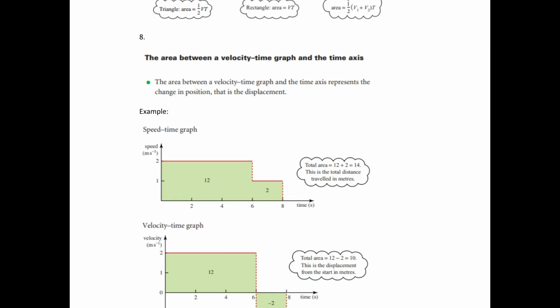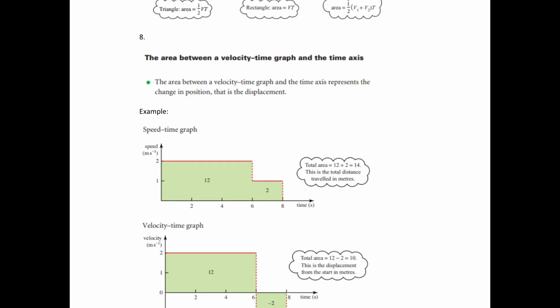Okay, so here, number 8, the area between a velocity time graph and the time axis, the horizontal axis, represents the change in position. That is the displacement. Change in position is the displacement. Position is basically starting from origin and going to a particular point. So change in position is displacement.